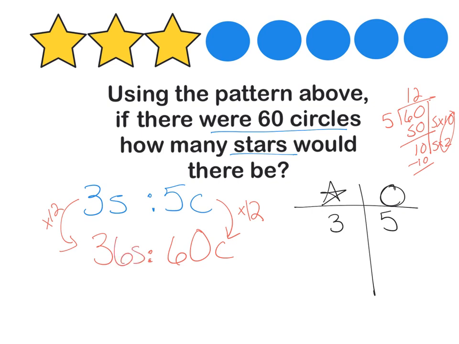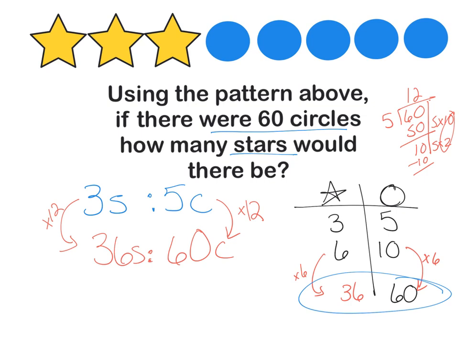I do want to show you in the table, you could have continued and said 6 to 10, and then written your 60 down here, and then you could have multiplied from the 10, because 6 to 10 is equivalent to 3 to 5. So that would be times 6 here. So I would also need to do 6 times 6, which gives me 36. So you can also use this method as well to get to your equivalent ratio.